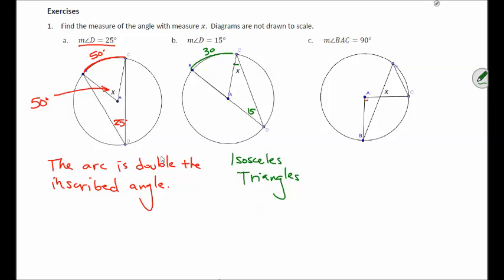I will point out that AD is a radius of the circle, and AC is also a radius of the circle, which means that this right here is an isosceles triangle. And we learned earlier in the year that isosceles triangles have the same base angles. Remember that? And so that means that this angle right here, 15 degrees, and X would have the exact same measure because it's an isosceles triangle. So X must be 15 degrees.